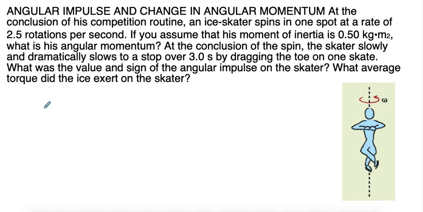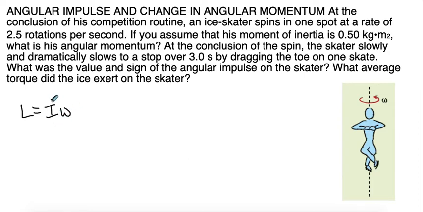Okay, so we are looking at angular impulse, and we're going to be looking at the angular impulse-angular momentum theorem. So we will write those off to the side here. So angular momentum, that is given by L, and that is going to be equal to the moment of inertia times the angular velocity of the object.